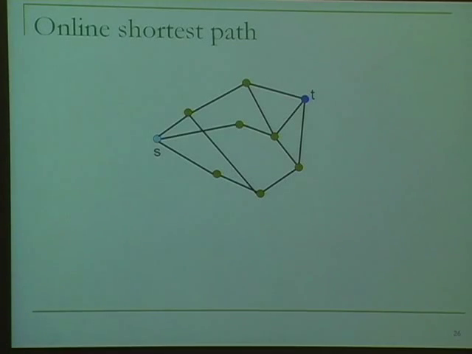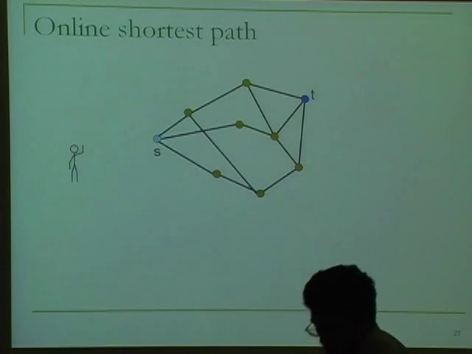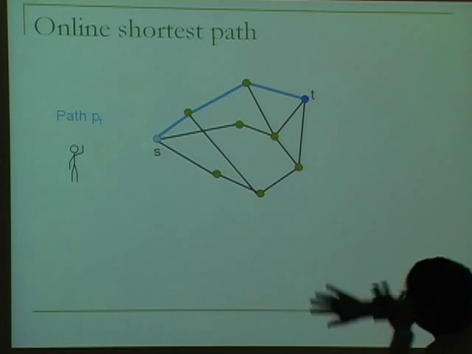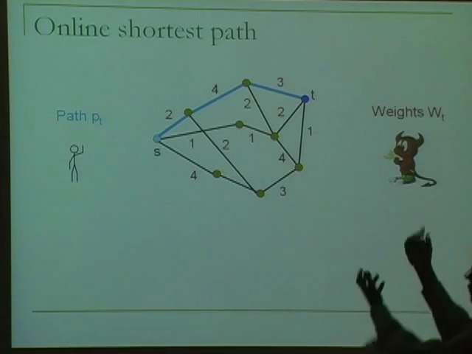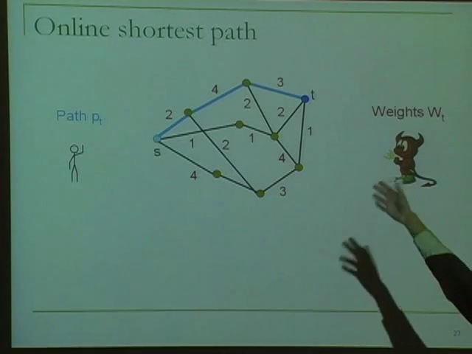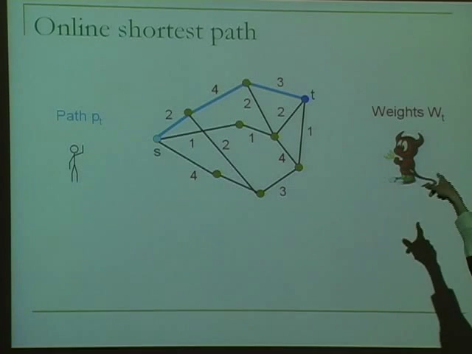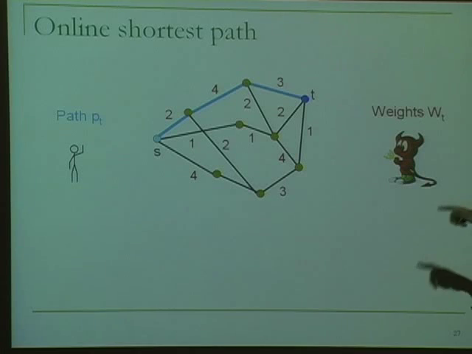A more combinatorial problem that's very interesting is the online shortest path problem. So think of there being a planted graph, and there's a source S and a sink T. And every day, what we do is choose a path from S to T. The adversary then reveals weights on these edges, and we pay the length of the path. So in this case, we'd pay 6, we'd pay 9. And although there were many shorter paths which we could have taken.